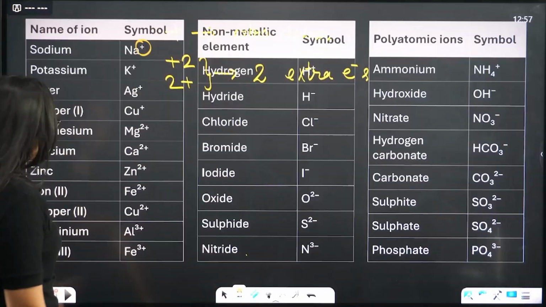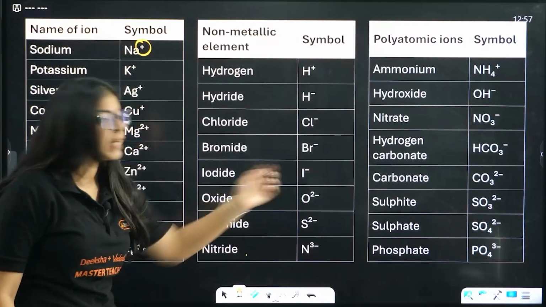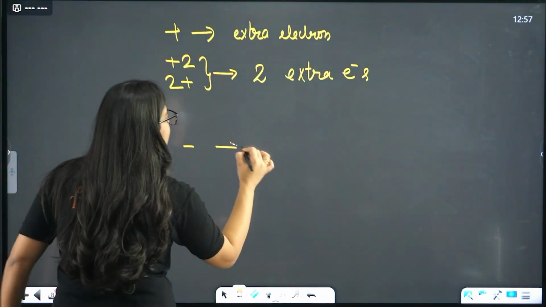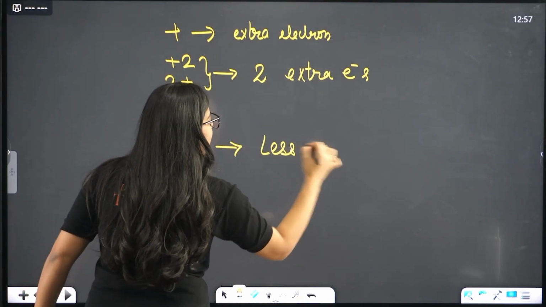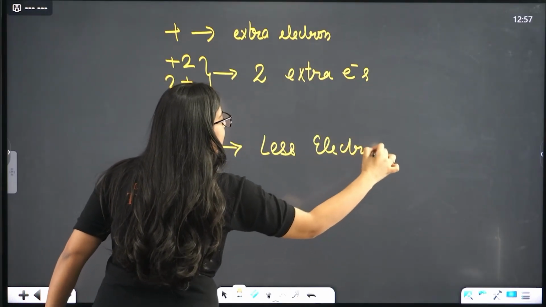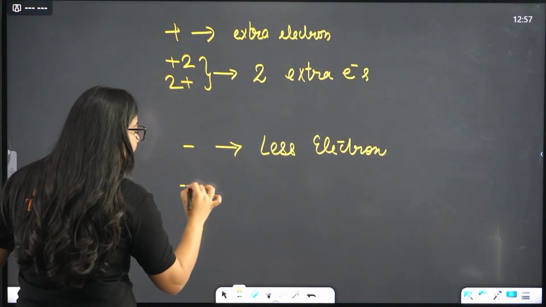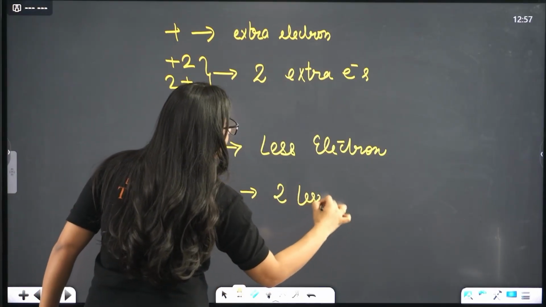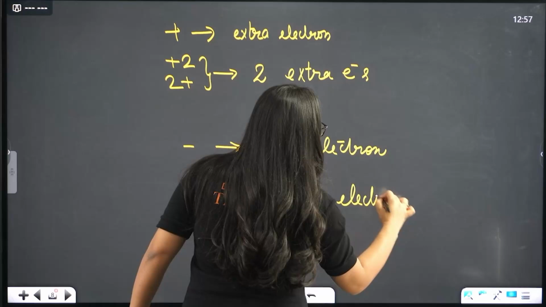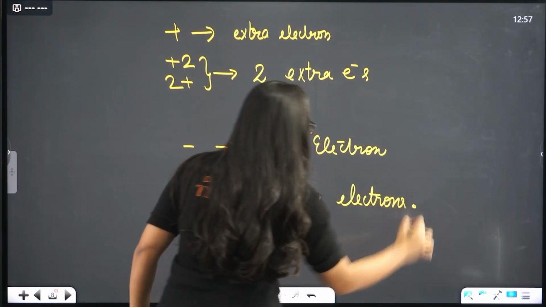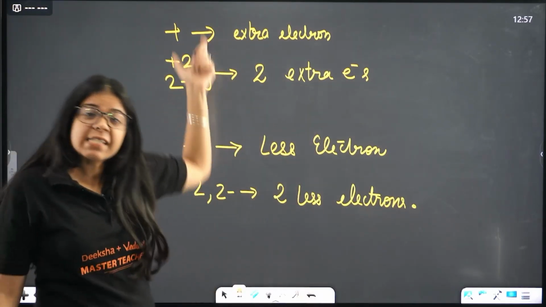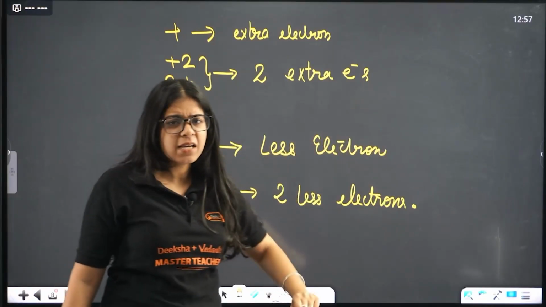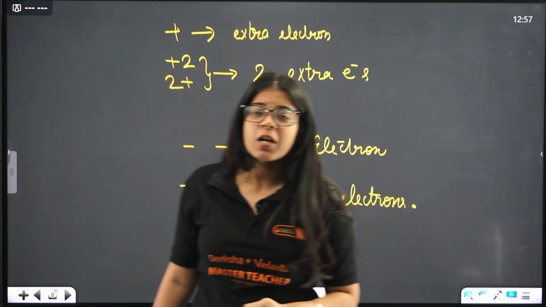If there are some ions like iodide, I negative. Now for I negative, what does negative mean? Negative means that one less electron. And -2 or 2 minus means 2 less electrons, right? What this means is the positive one has an extra electron and it can give 1 electron, right? Sodium is like, I am Na plus, so I have 1 extra electron, you take it.